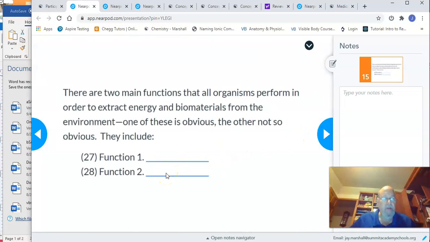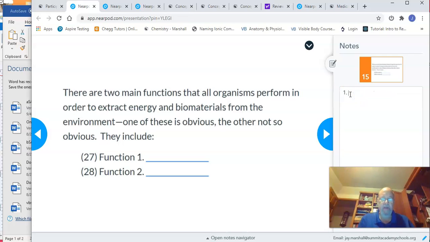By the way, if you go to your class notes in Canvas and you hover over these blue lines, the answers will also appear. So if you miss something, you can go to the class notes in Canvas and find out what the answer was. You should also be able to get these blanks from the class notes. So anyway, two main functions that all organisms perform in order to extract energy and biomaterials.